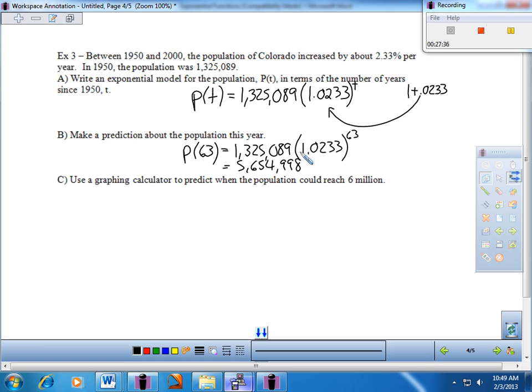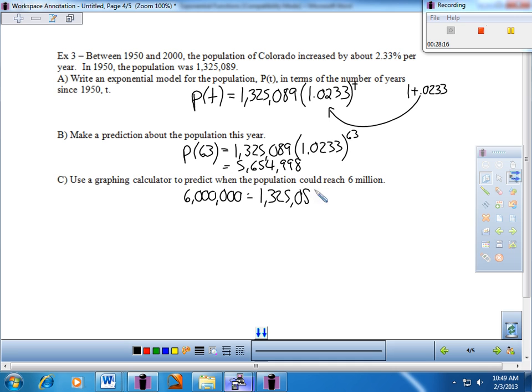Nice. Now it says here, use a graphing calculator to predict when the population could reach 6 million. So again, just according to the model that we've created, a little outdated because we're dealing from 1950 to 2000. But you know, I'll bet you this is relatively close. And if we were to continue with that 2.33%, when could it reach 6 million? So I'm looking for something like this. I hope everybody is in agreement, where I'm giving you the output and you're coming up with the input.